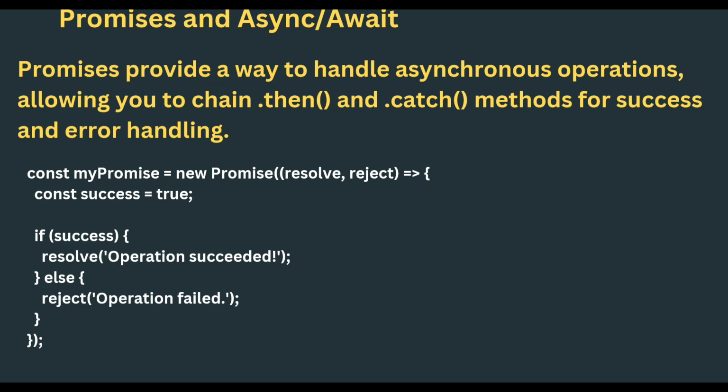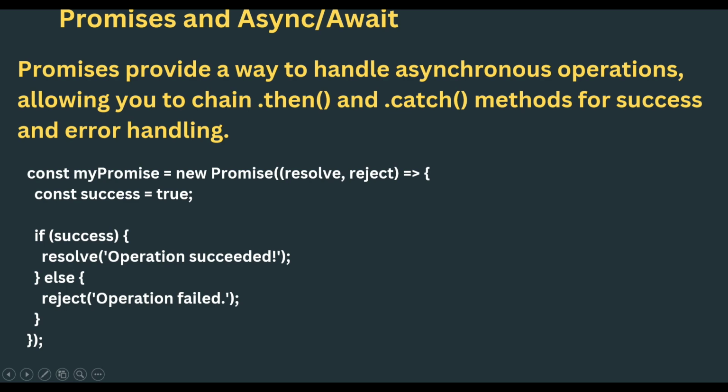Like here in this example, constant my promise, new promise, resolve, reject using an arrow function, constant success, true. If success, it resolves and prints the operation succeeded, otherwise it rejects with the operation failed. This is all about promises.